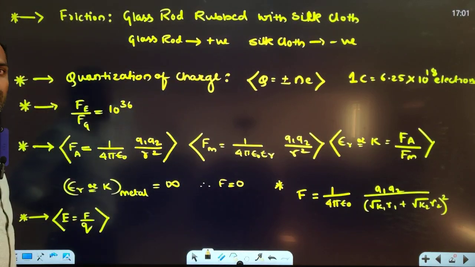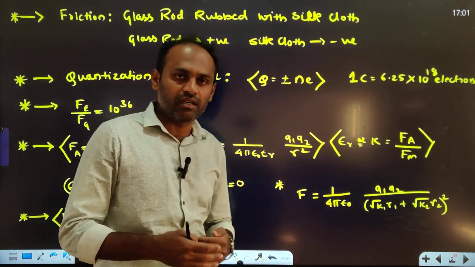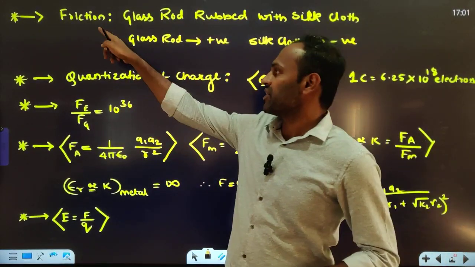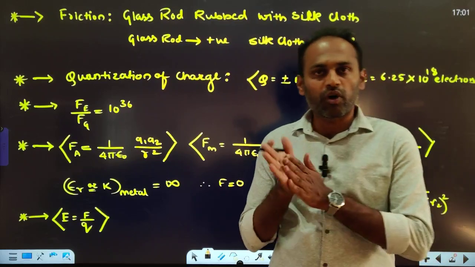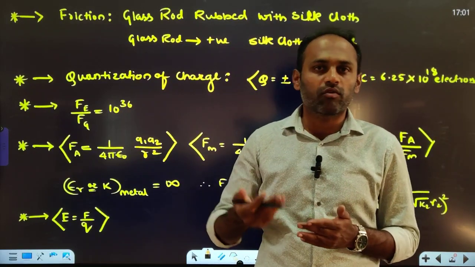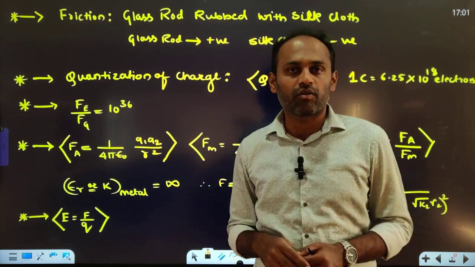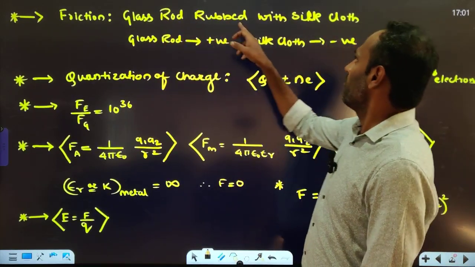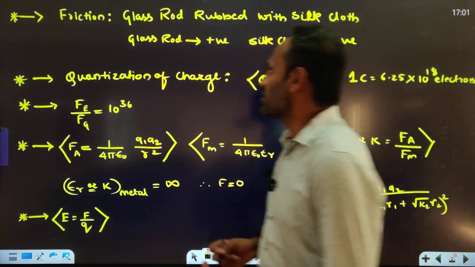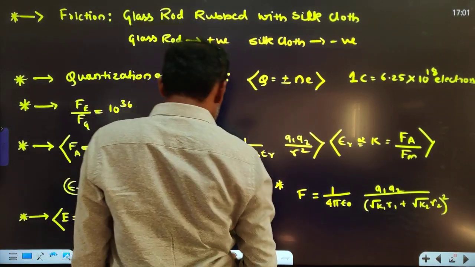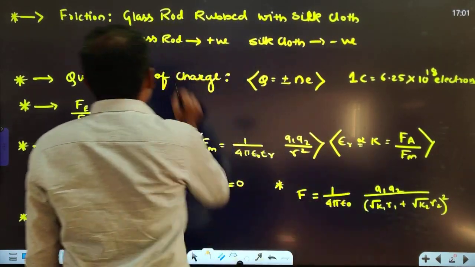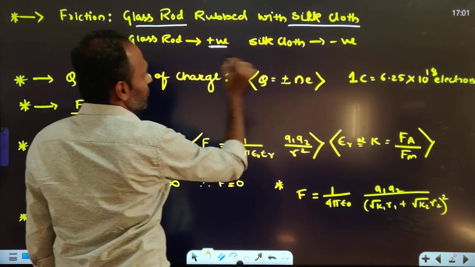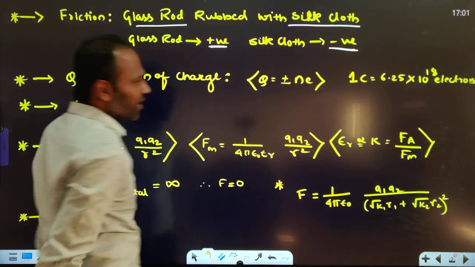First thing, types of methods of charging. In methods of charging we have 3 methods: induction, friction, conduction. In friction, when 2 bodies are rubbed against each other, one body will lose the electron and become positive, another body will gain the electron and become negative. One very popular example is a glass rod rubbed with a silk cloth. The glass rod will lose the electrons and become positive. The silk cloth will gain the electrons and become negative, right?